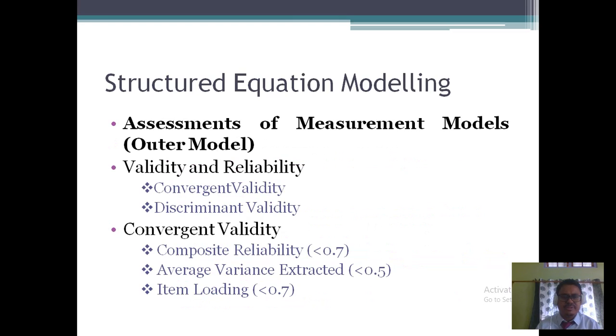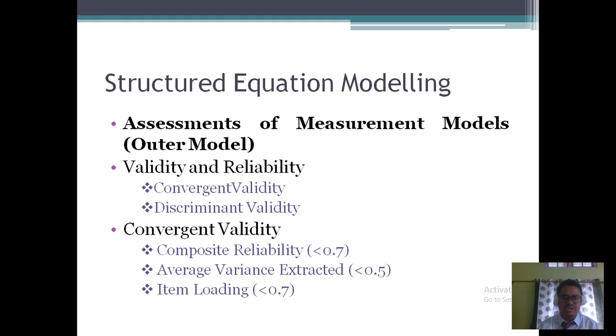So when a researcher undertakes structural equation modeling for his research study, there are two assessments that have to be done. One is assessment of the measurement models or the outer model. This assessment is done in order to establish the validity and reliability of the different indicator items as well as constructs that have been included in the study. So in order to assess the measurement model or the outer model, the first step is to establish convergent and discriminant validity.